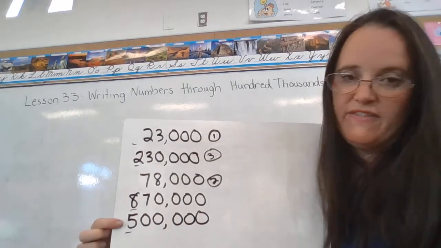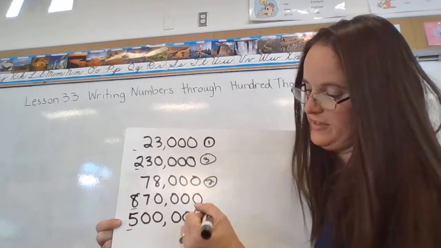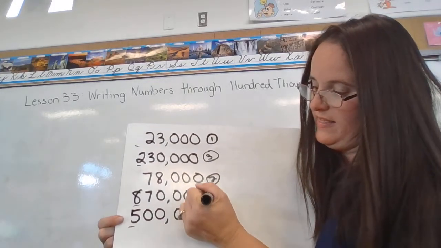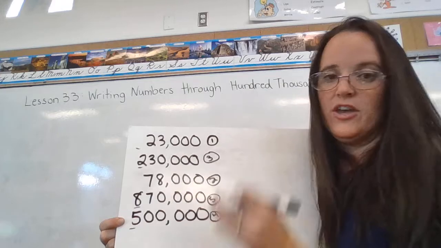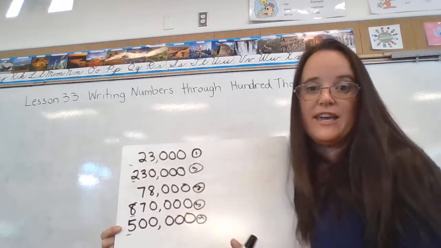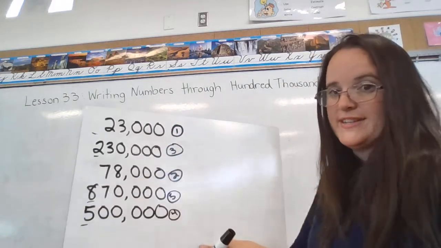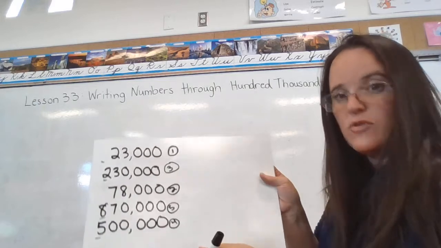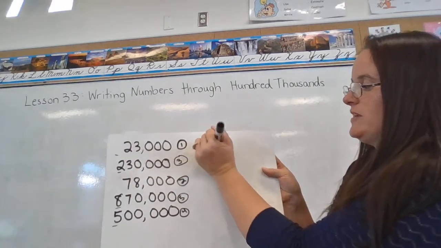And then the 8 and the 5. 5 is smaller. This will be number 4. And this will be number 5. So now that I've got them in order, I can rewrite them the way my homework assignment told me to, from least to greatest. So the first one is 23,000.